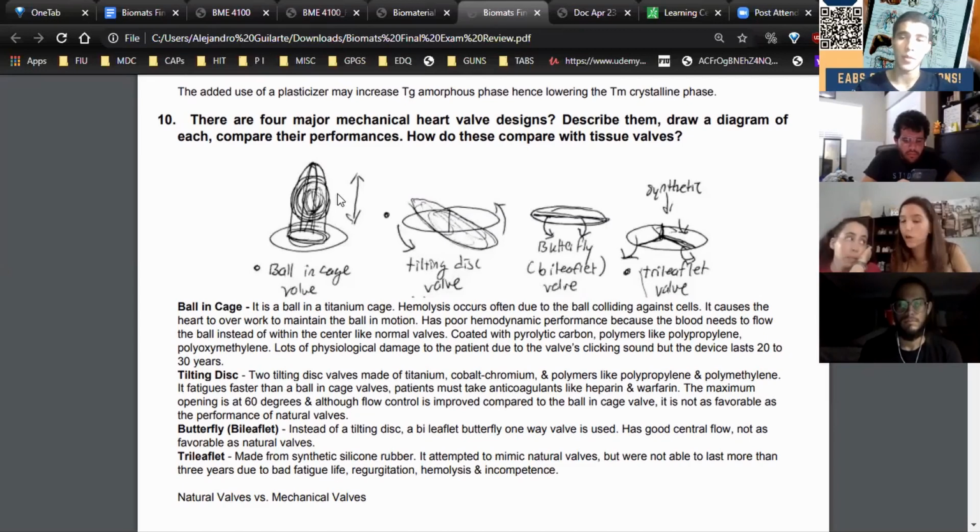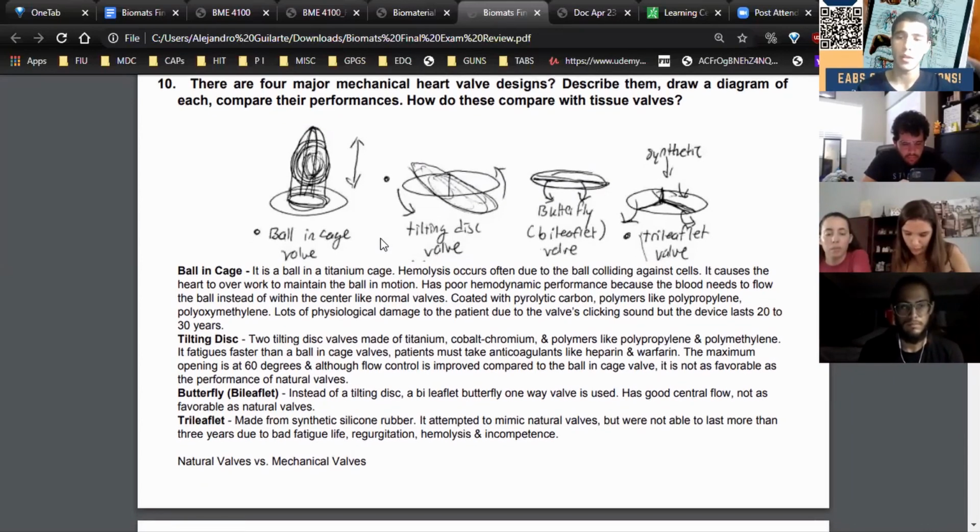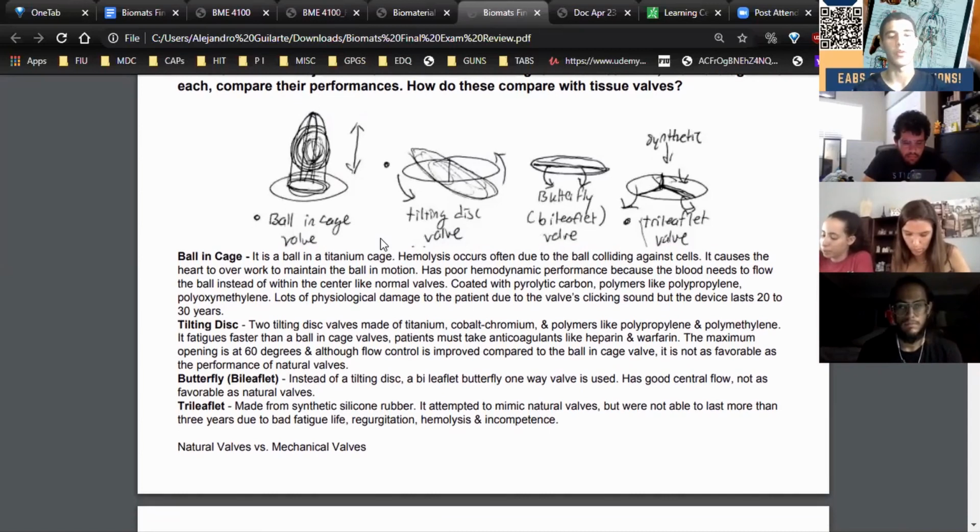The tri-leaflet is different because it's actually synthetic, so it's not totally artificial like the other 3, but it's worth mentioning. So ball and cage was actually the first one developed, and it's the most simple in design. It's just a ball and a cage. And it's made out of titanium or other alloys, cobalt chromium, and it's usually coated with pyrolytic carbon to have less friction on the surface of the blood, or other polymers.